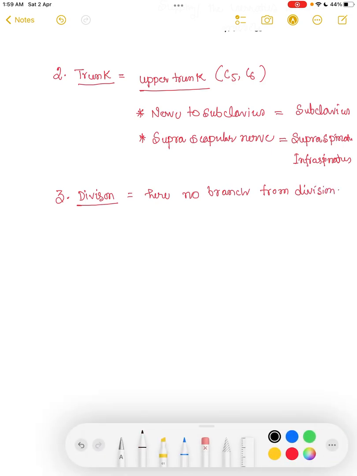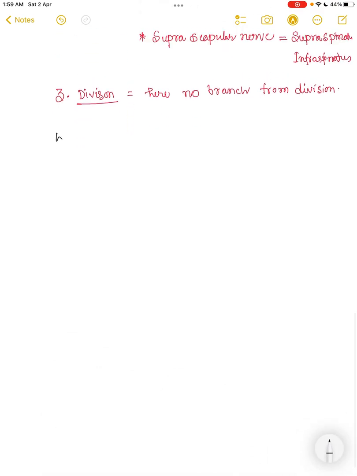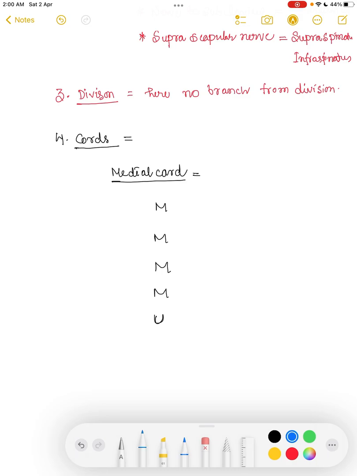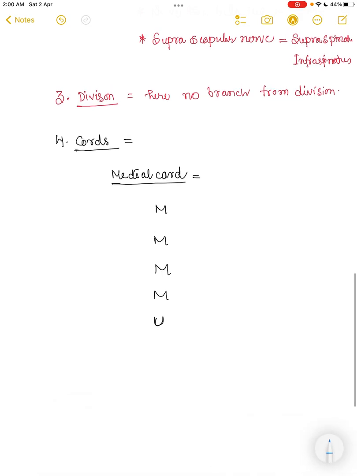And ultimately the most important are the cords, and I am going to begin with the medial cord. A simple mnemonic is M M M M U. The medial cord is C8 and T1.